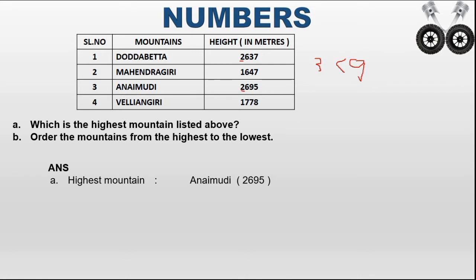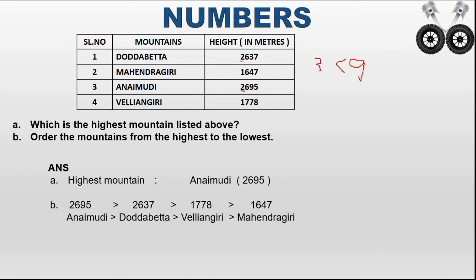What is the second question? Order the mountains from the highest to the lowest. That is, we are going to arrange from big to small, that is descending order. Which is the first biggest number? Already we said, Animudi. What is the second biggest number? Thottapetta. Now, what are the remaining mountains? Mahendragiri and Velangiri.